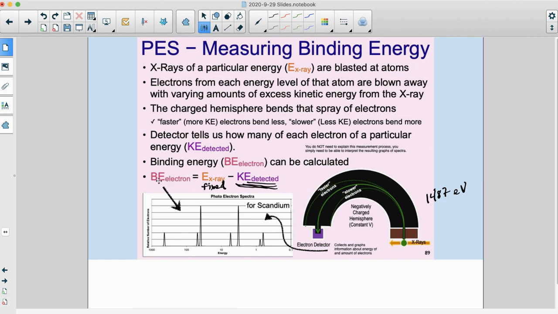It depends on the binding energy of the electron, how tightly the electron is bound to the nucleus. Then these go through this charged hemisphere, which bends the slower electrons more, and the faster electrons less. So these get separated out by kinetic energy, which allows you to distinguish the binding energy of these various electrons. Then you start counting up, and you'll see they pile up here and make these peaks.